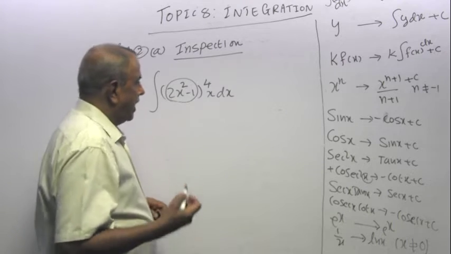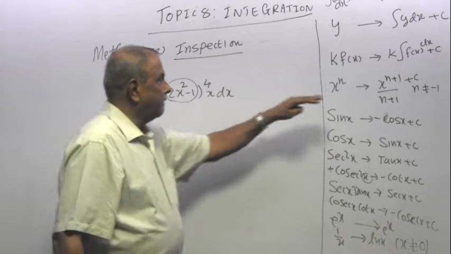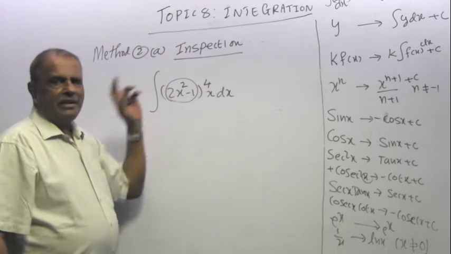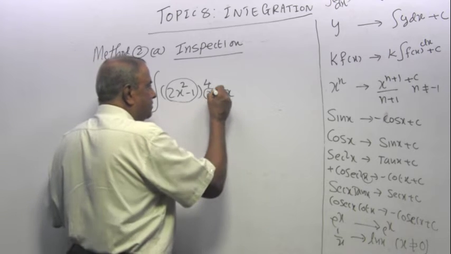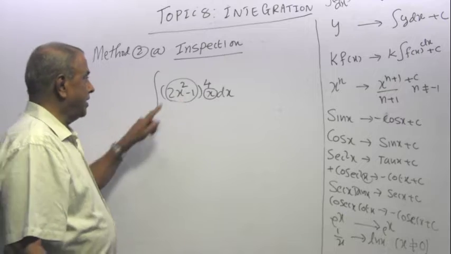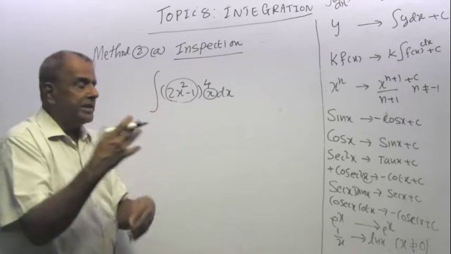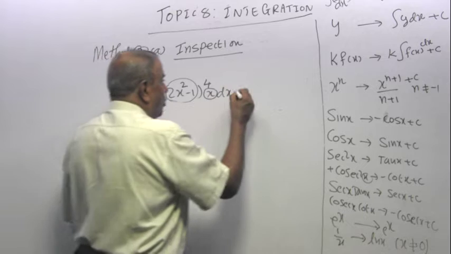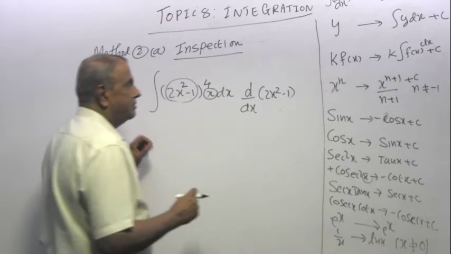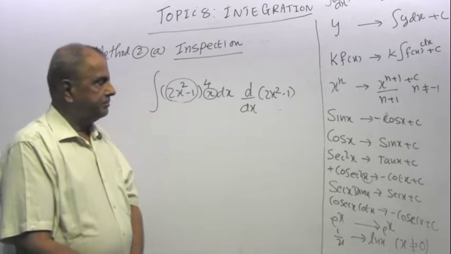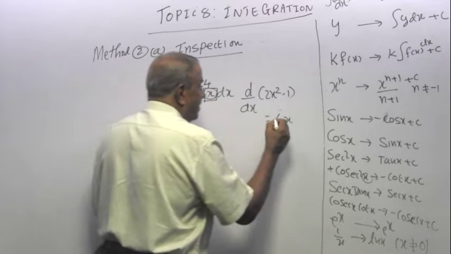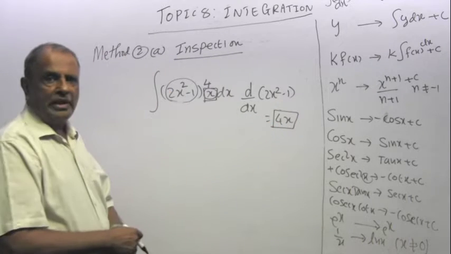So I compare the question with the standard formula. It seems to be of the type x power n, but there is an extra function there. And when I differentiated this, I didn't get a constant. Okay. Now, which is the more complicated function here? 2x squared minus 1 power 4. What is d by dx of 2x squared minus 1? 4x. This question has an x and the derivative is 4x.